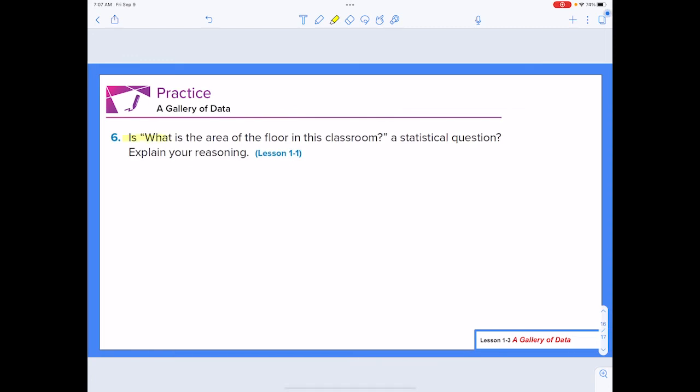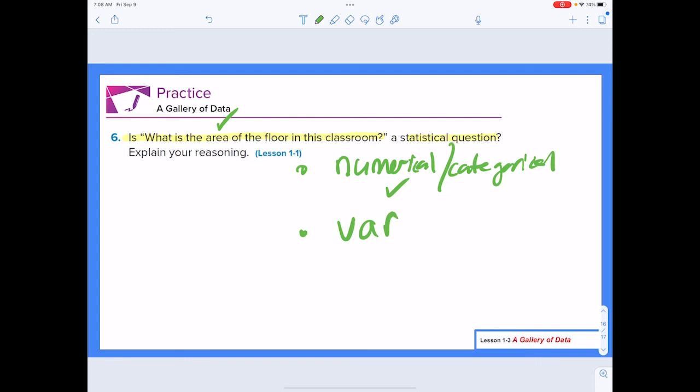And finally, number 6, what is the area of the floor of this classroom? Is that a statistical question? Well, remember, for a statistical question, the answer is going to be either numerical or categorical. In this case, we're talking about the area, so we know that it's numerical. But the other thing it has to have is some sort of variety of answers. Variability, right? Are there going to be multiple responses for the area of the floor of this classroom?